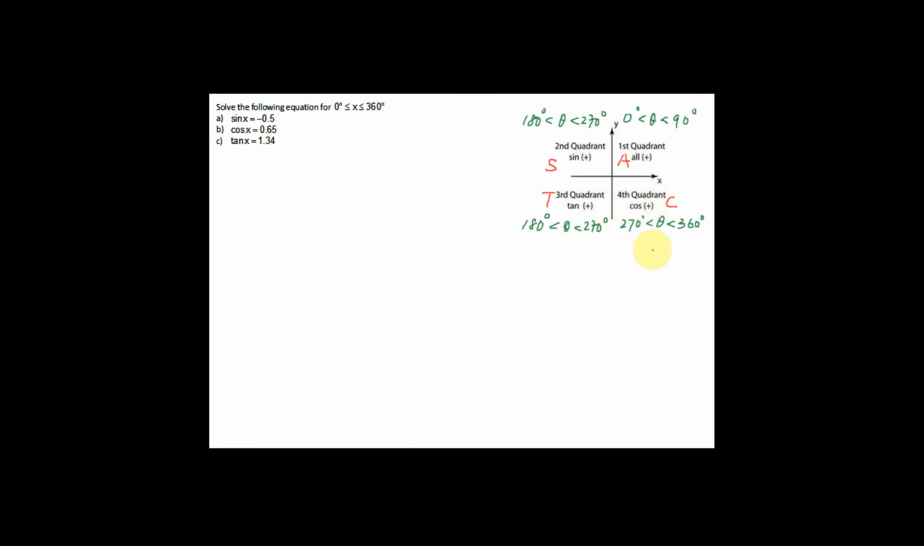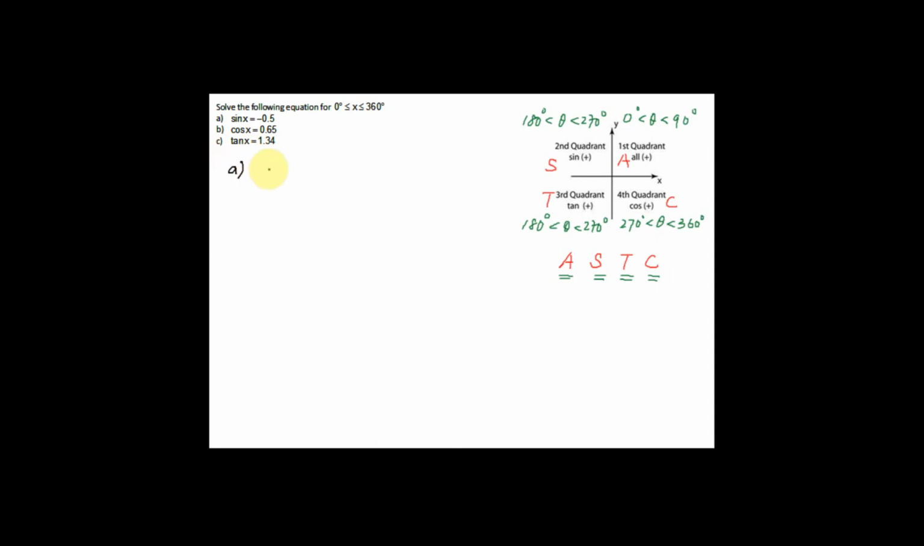So therefore, make sure you remember, for the first quadrant, all positive. Second quadrant, sine positive. Third quadrant, tangent positive. And the fourth quadrant, cos positive. To help you remember this, you can remember it like that: All Science Teacher Crazy. So now we start by solving the first equation.